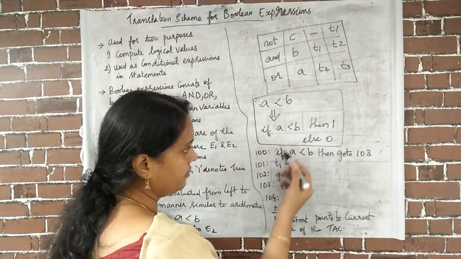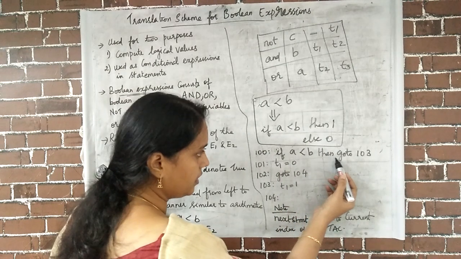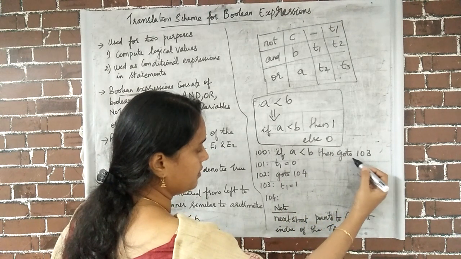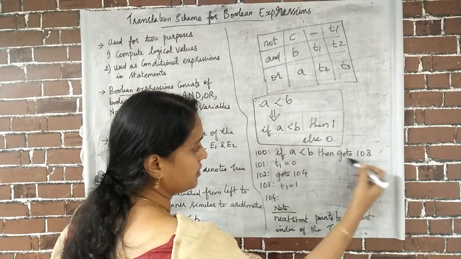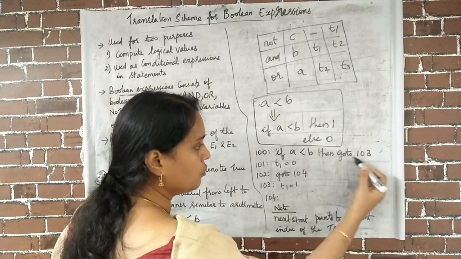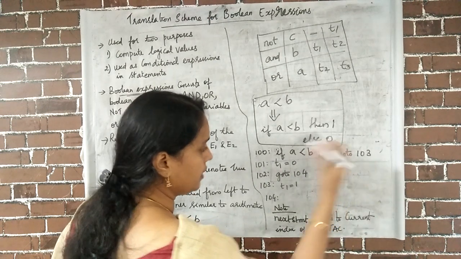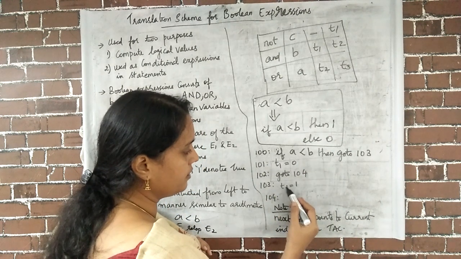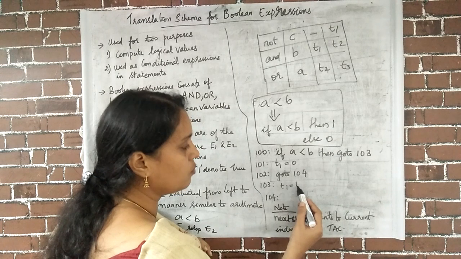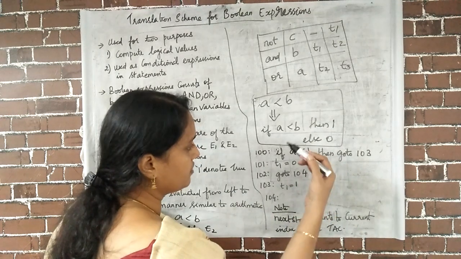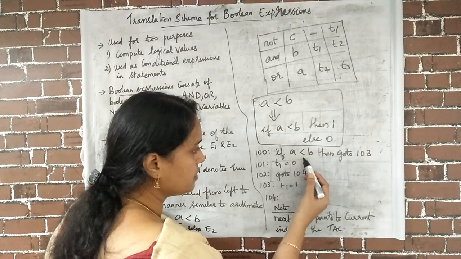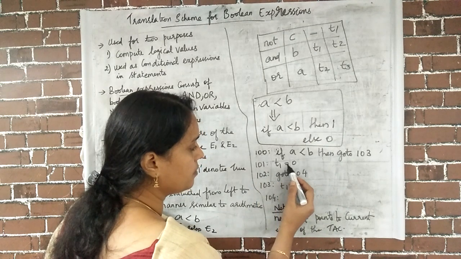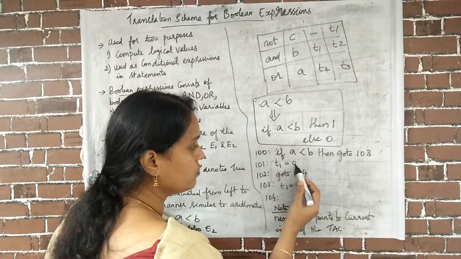So we write: if A less than B, then go to 103. It is a conditional jump. If A less than B, then go to 103. And what does 103 have? If this is true, then the temporary variable should hold the value 1. Else, if A is not less than B, it will go to location 101, that is, the temporary variable will have the value 0.